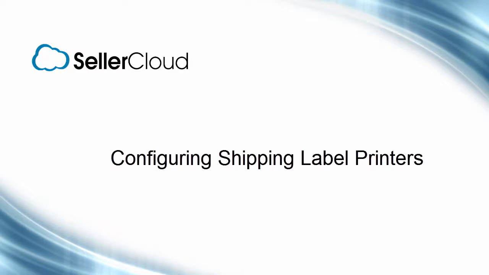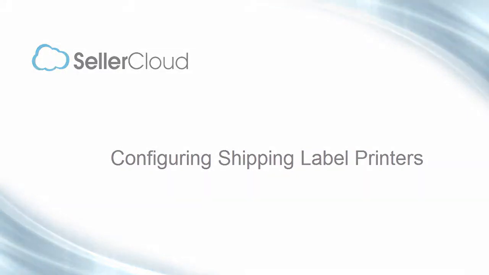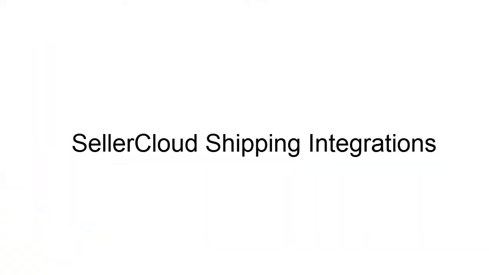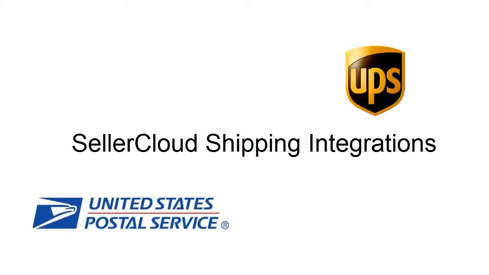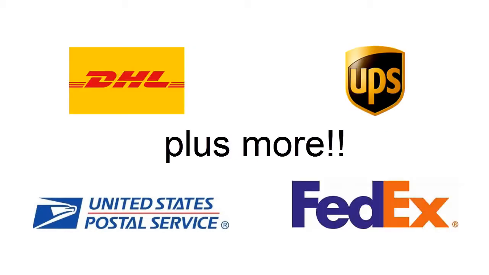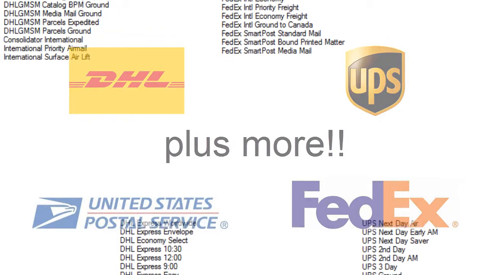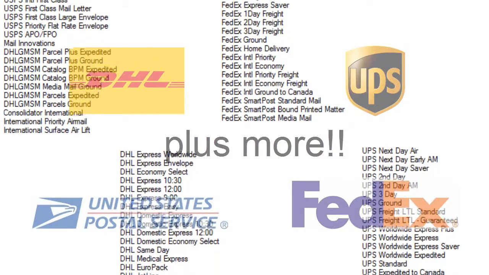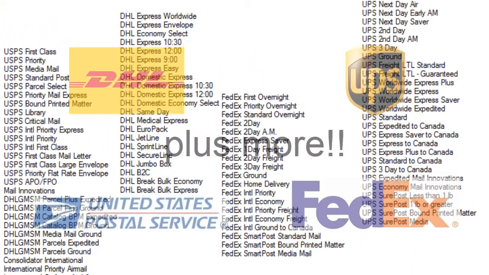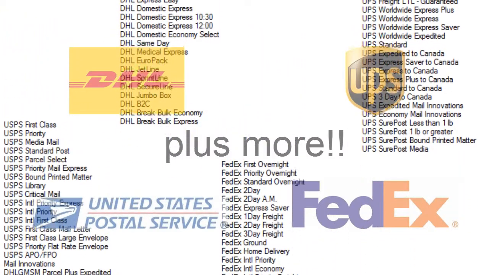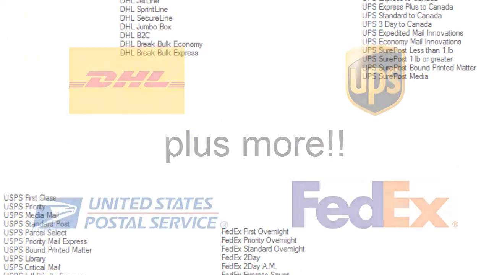In this tutorial, we'll explain how to configure ShipBridge to print shipping labels. SellerCloud integrates with many carriers, including the US Postal Service, UPS, FedEx, DHL, and more. Each carrier offers multiple services, often with different label formats. With the label printer configuration, you can select the label printer and the specific format for each service individually.